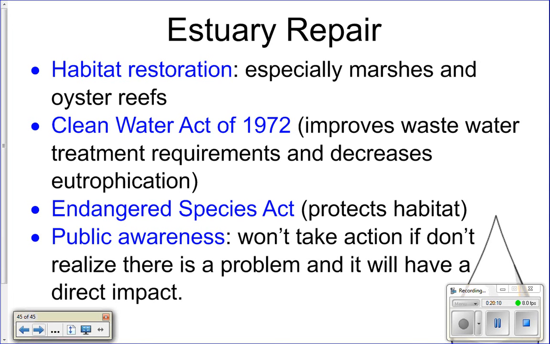And then public awareness is always a big thing when it comes to repairing and helping to restore estuaries. People won't take action if they don't realize that there's a problem. So people need to be made aware of the fact that there's a problem in order for them to take action to try and fix it. So that's what we're doing to try and repair estuaries.